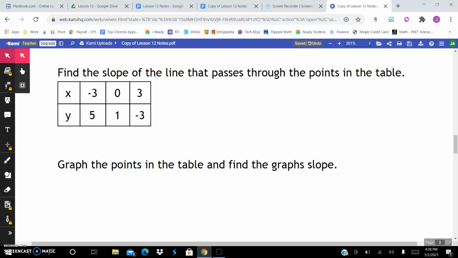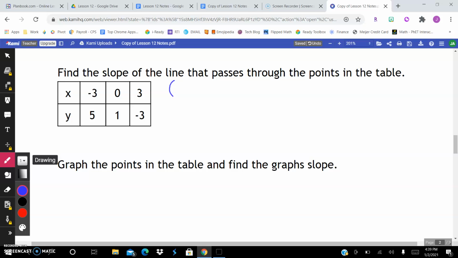For this example, we need to find the slope of the line that passes through the points in the table. So again, it's given us 3 points. We only need to pick 2 of those to use, and it does not matter which 2 that you use. So I'm going to rewrite, the first one is -3, 5, and the second one is 0, 1. So I'm going to use those.